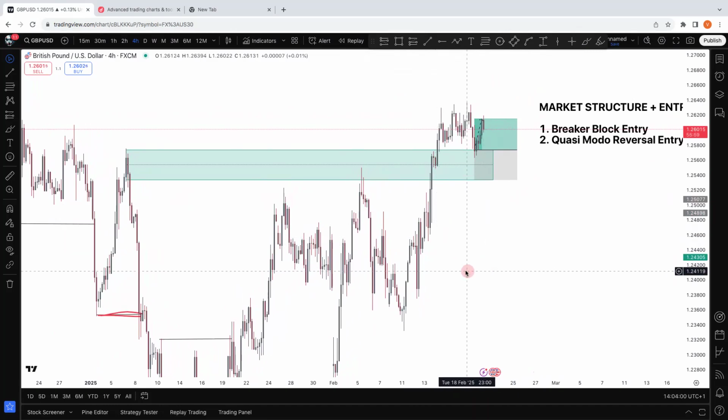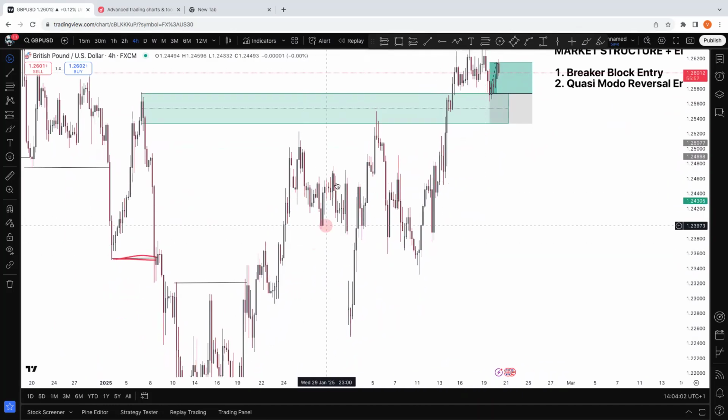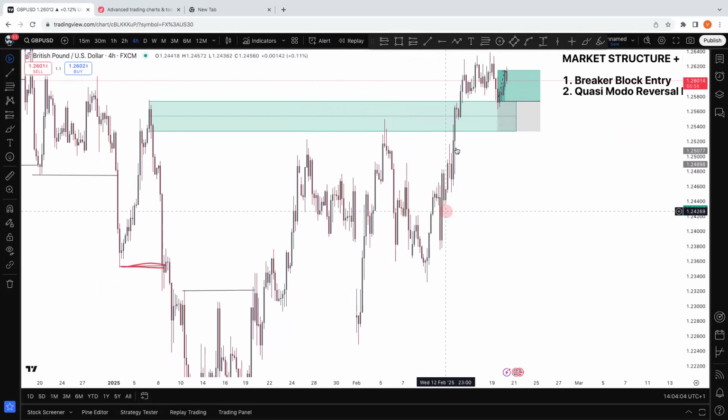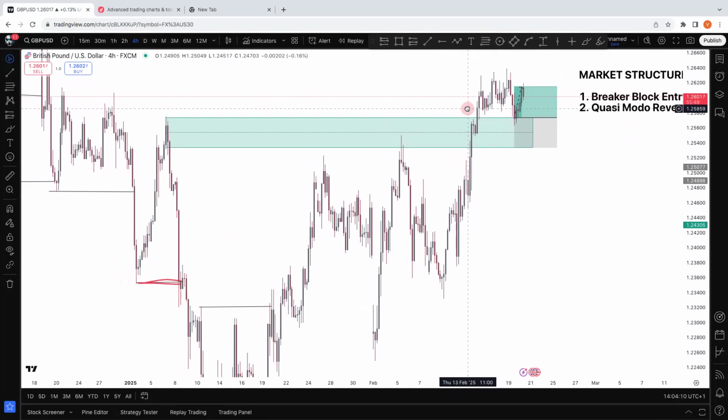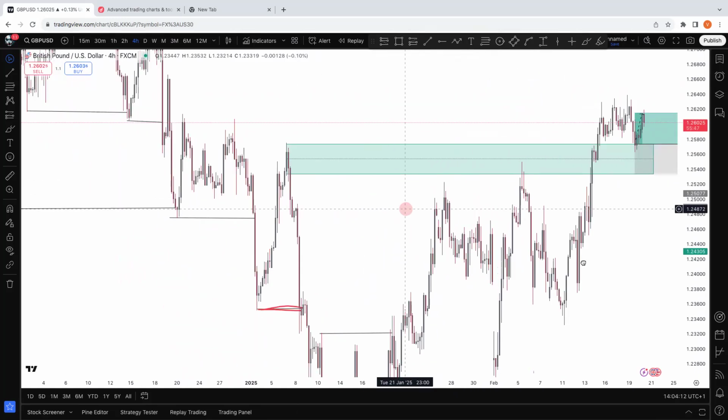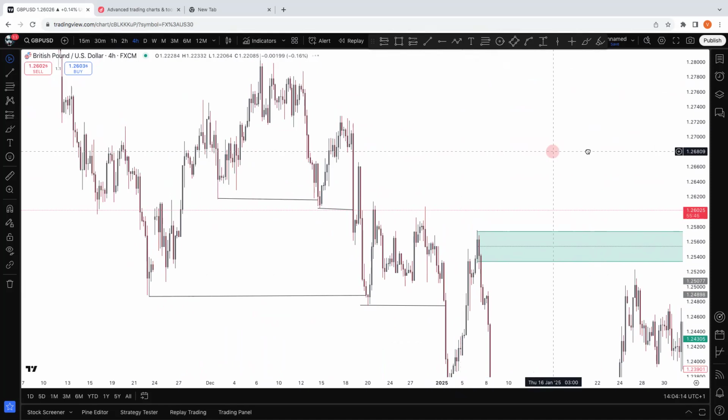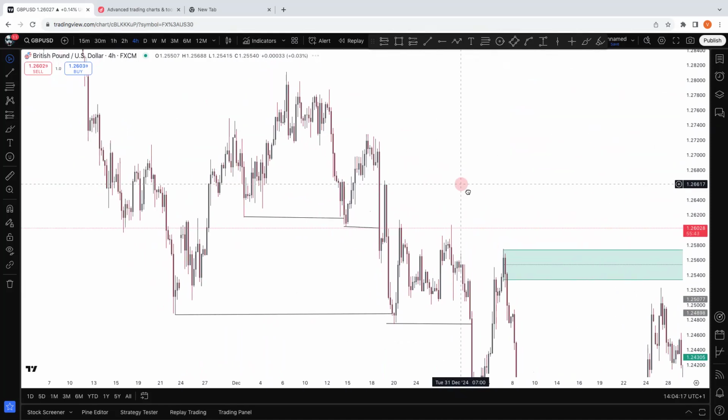Remember I said the market must be trending really high. If you look at this market structure, you see the momentum that price actually used to break this breaker block, right? You see the momentum that GBP used to break this order block. Sorry, this breaker block, right? So that's basically it.